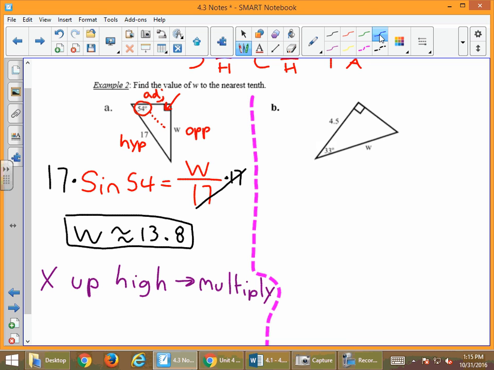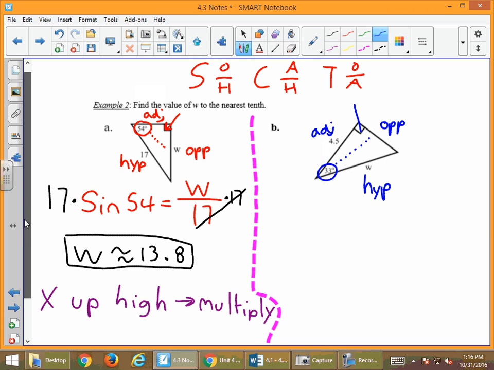Now, let's go on to the next one here. The process is the same. Start at the angle. What's your angle? 33. Let me start there. Circle my angle. Label my sides. This one right here is my hypotenuse. That means the last one's the adjacent. So everyone's got your paper too. You can see it at the top of the paper, so it can help you out.